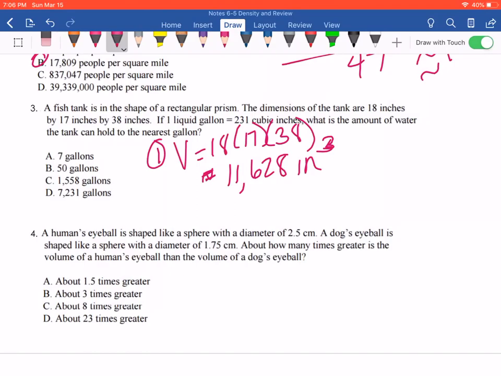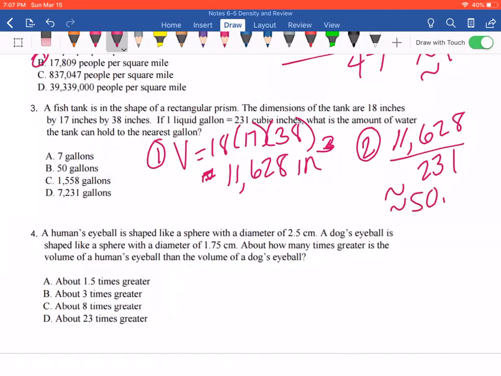Well, what we know is that that's the volume of water that's contained in the fish tank, but we are being asked to figure out how many gallons this fish tank can hold. So in step number 2, we want to take the total cubic inches and divide that by 231. Why is that? Well, 231 is the number of cubic inches contained in 1 gallon. When you do that, we end up getting an approximate answer of about 50.3 total gallons that can fit in this tank. Therefore, rounded, we're looking at about 50.